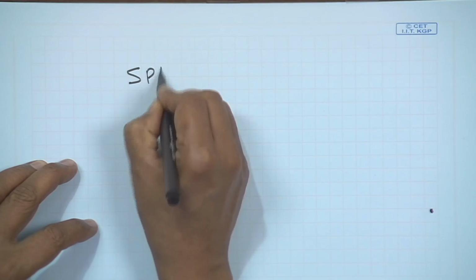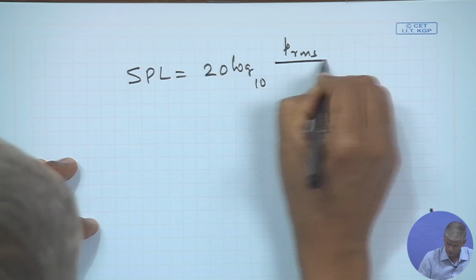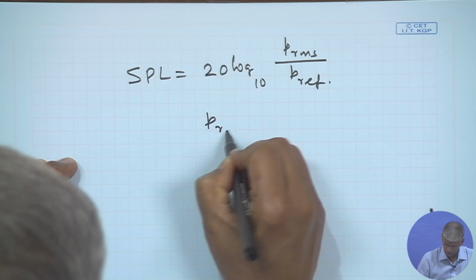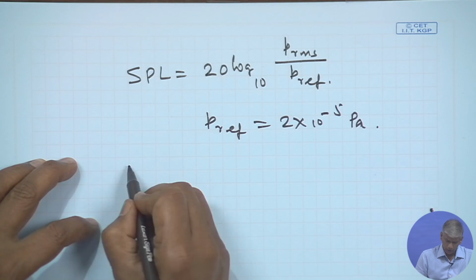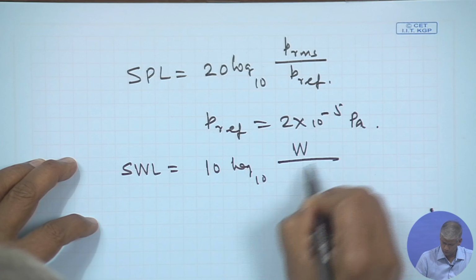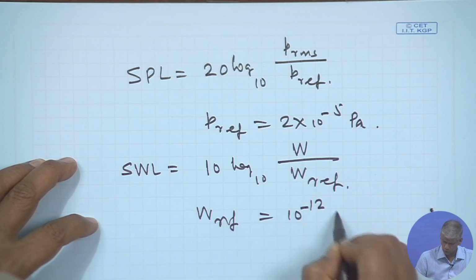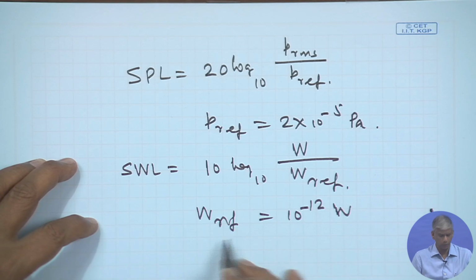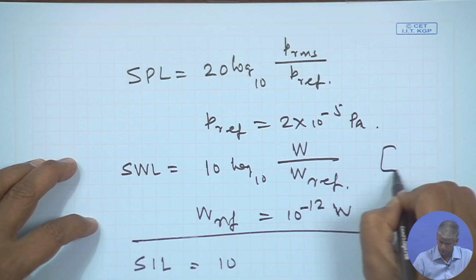By the way, we all talked about SPL as 20 log 10 of P_rms by P reference, where for air P reference is 2 × 10⁻⁵ Pascal. Similarly, sound power level is given by 10 log 10 of W by W reference, where W reference is 10⁻¹² watt. Okay, please make a note of it. And SIL, sound intensity level, also in decibel scale. These are all in decibel scale.